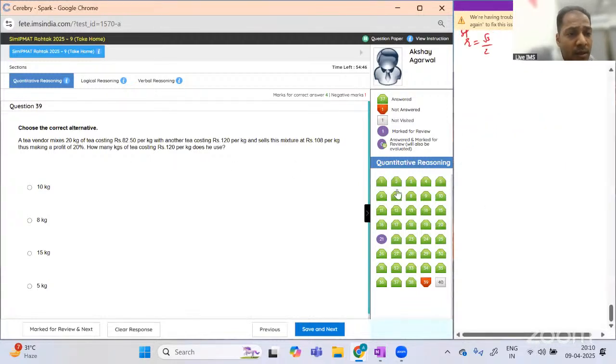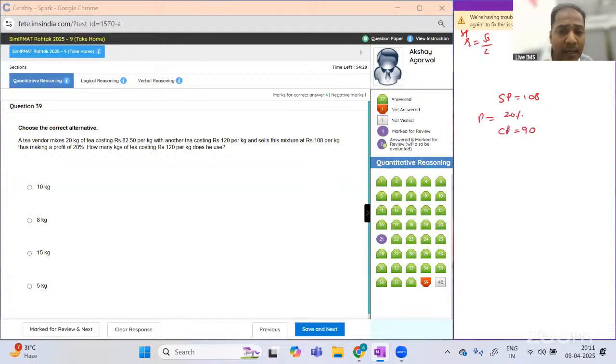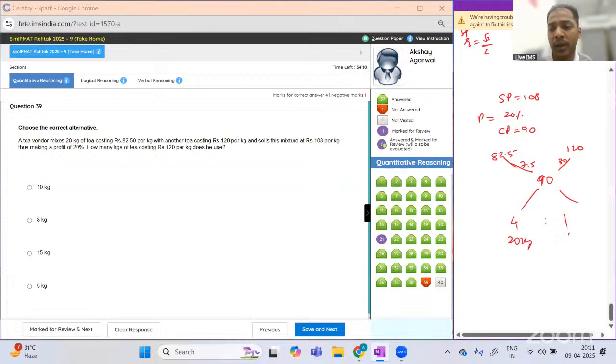A tea vendor mixes 20 kgs of tea costing 82.5 with another tea costing 120 per kg and sells the mixture as one, thus making 20% profit. So the mixture's selling price is 108 and I'm making a 20% profit. That means CP was equal to 90. If I mix 82.5 and 120 to get a CP of 90, the differences are 7.5 and 30, which is 1 is to 4. The quantities are in the ratio 4 is to 1. So if I took 20 kg, I'll have to take 5 kgs. And therefore 5 kgs is there in the options. Very nice. Answer is option D.